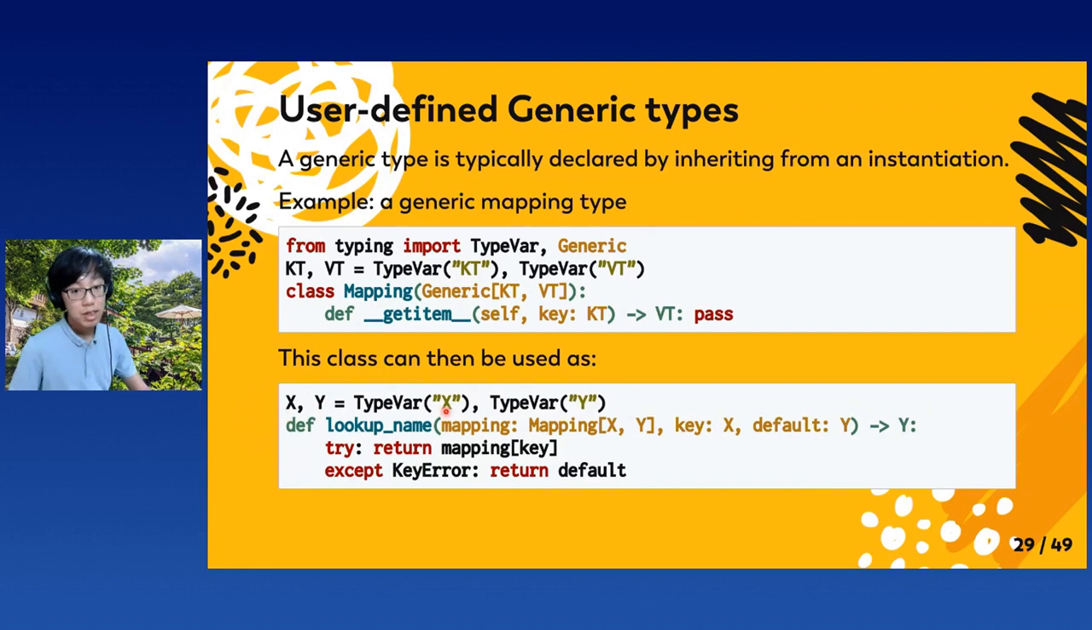X is the type arguments. This X is also the same type, and Y, this Y is a different type, but Y is also the same.